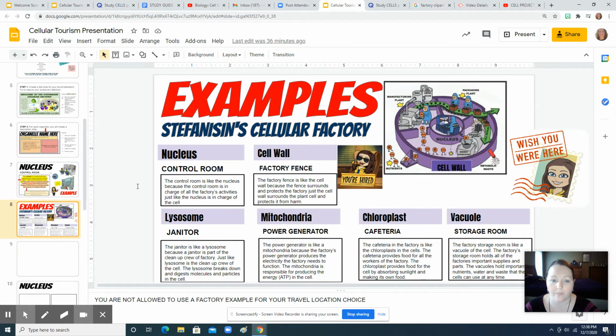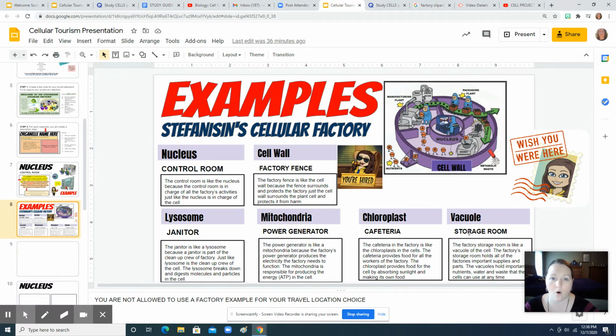You can see on slide 8 that I have given descriptions for each of the organelles. You have 6 of them. The cell wall is like the factory fence. The lysosome is like the janitor. The mitochondria is like the power generator because the mitochondria makes energy. Chloroplast in a plant cell make the food for the plant cell. So where would you get food in a factory? Well, they have a cafeteria in my factory. And the storage room is like a vacuole because it stores the important things of the factory, just like the vacuole holds water, nutrients, and waste.